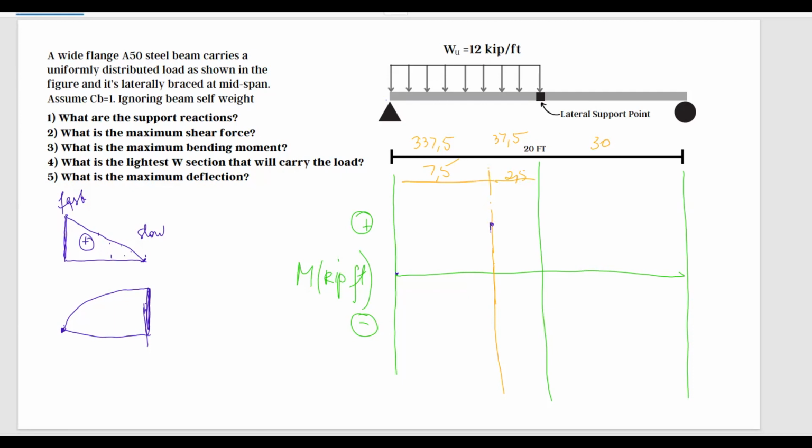So I'm going to add this value here. This is 337.5. And we're on the positive side. And our shear diagram looks like that. So we're going to go fast and then slow. So let's try. We're going to go fast and then we're going to slow down. Okay? And this is positive.